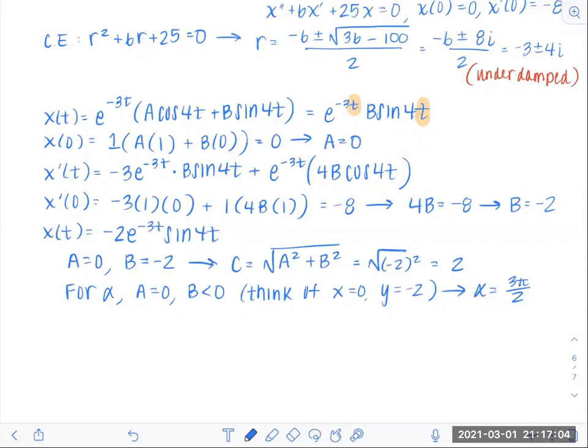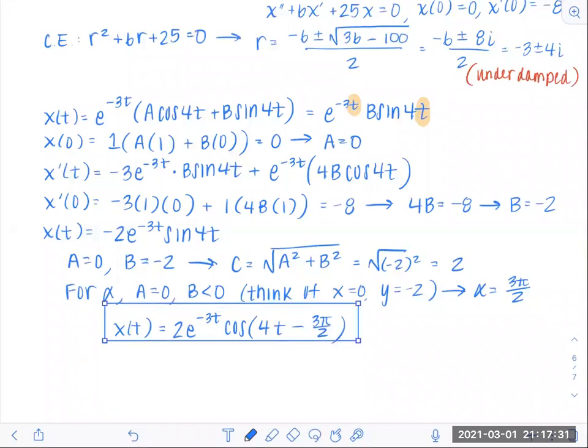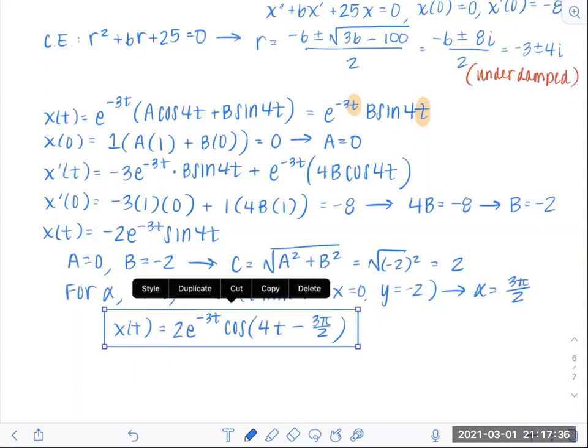So given that piece of information, we can now find x of t as the book wants us to. Our C value was a positive 2. You're going to rewrite your e to the negative 3t. And instead of a sine function, you now have cosine of 4t minus your alpha, which we actually found directly as 3 pi halves, rather than writing it in terms of a tangent inverse. All right, that was just the solution for damped motion.